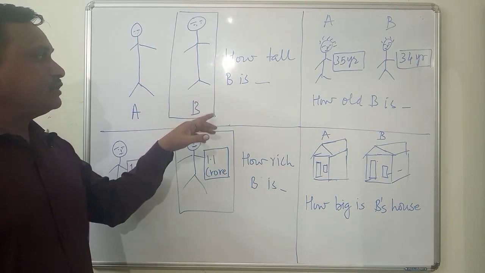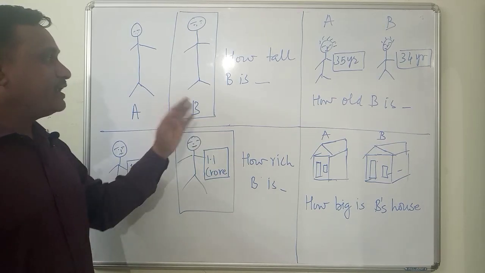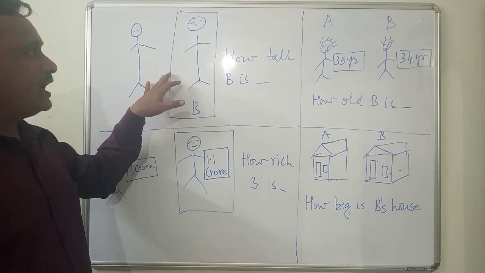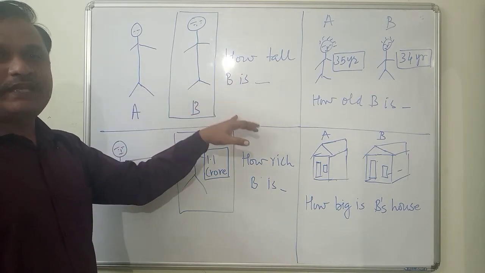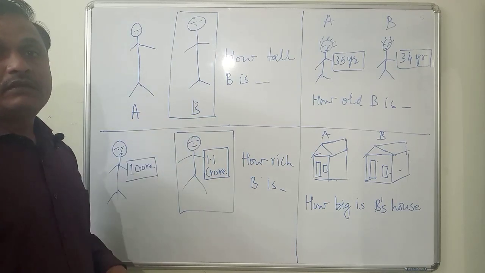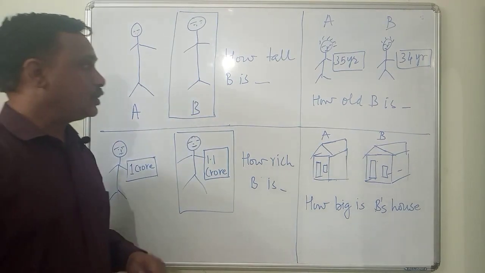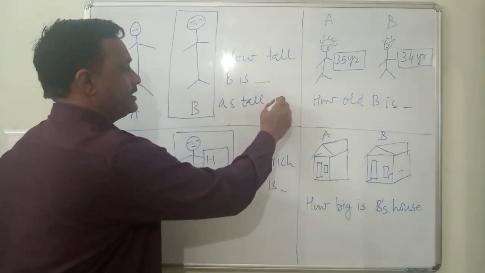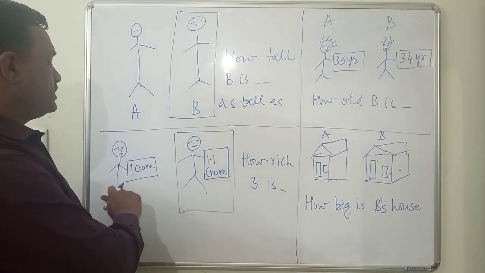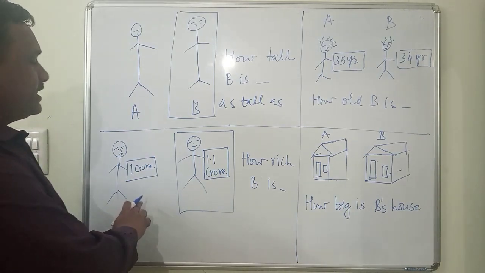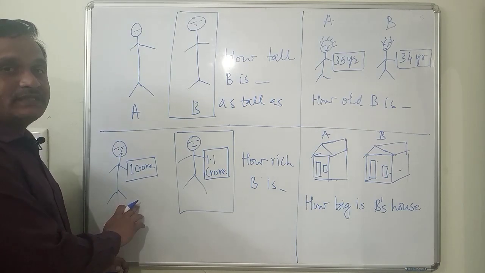So how can I tell you how tall B is? By referring to A. So I can see they are equal in heights. So I can answer how tall B is. B is as tall as A. As tall as A.